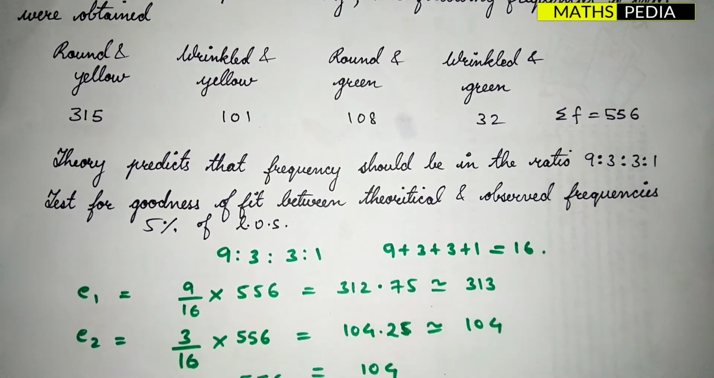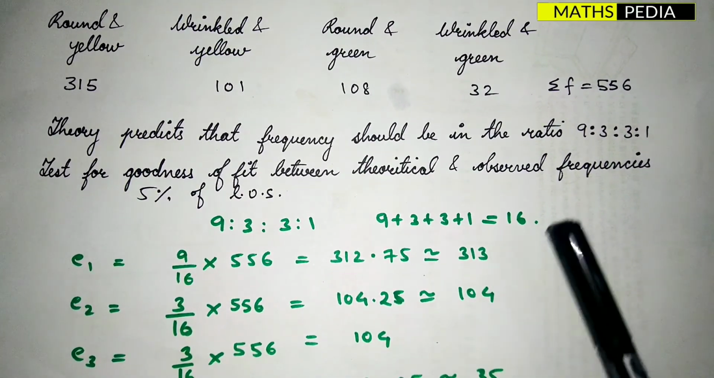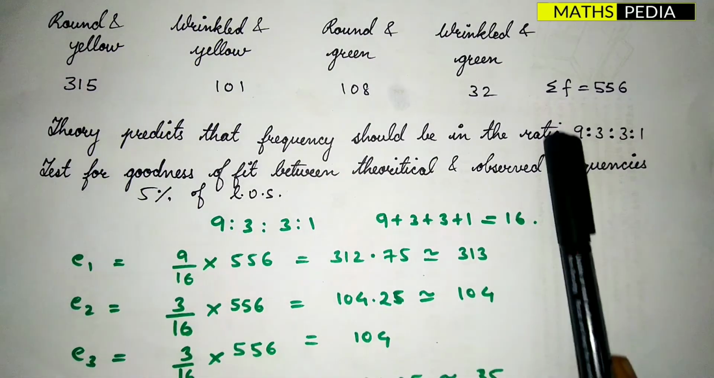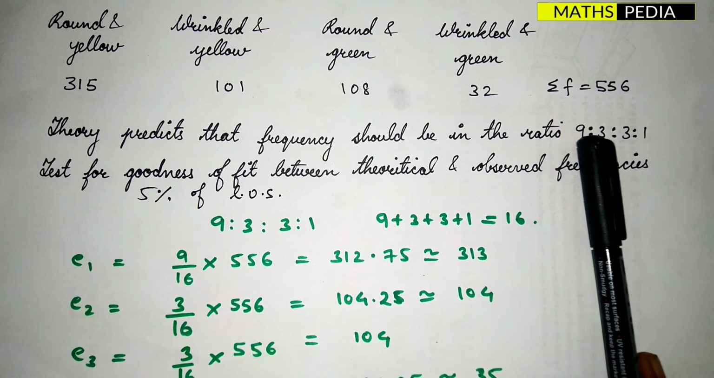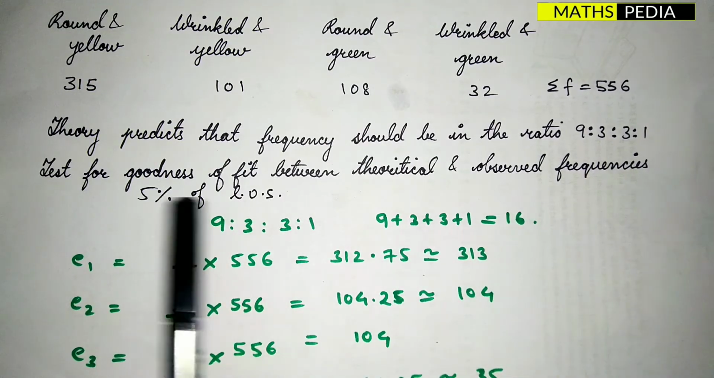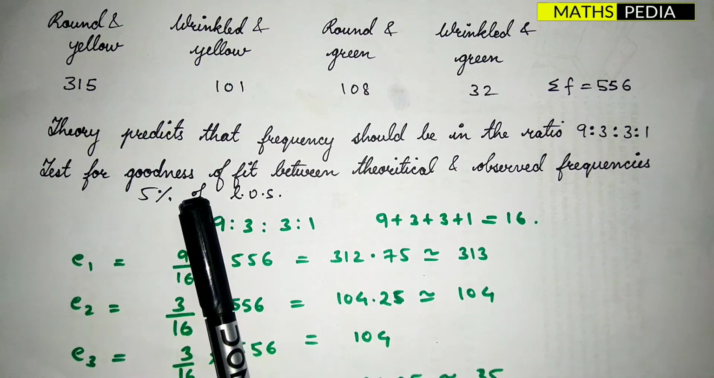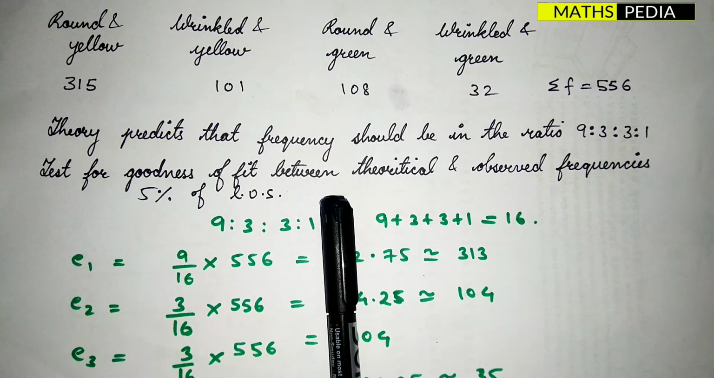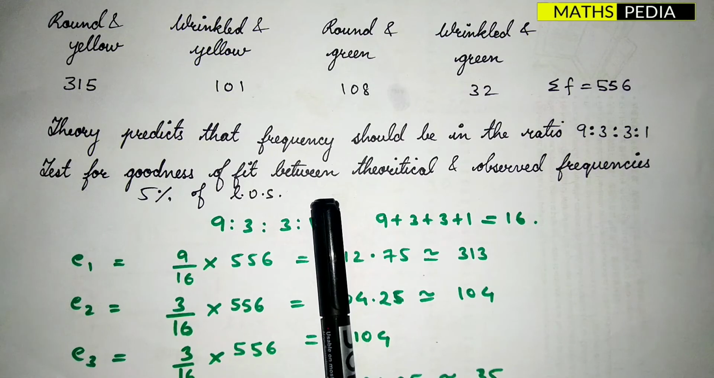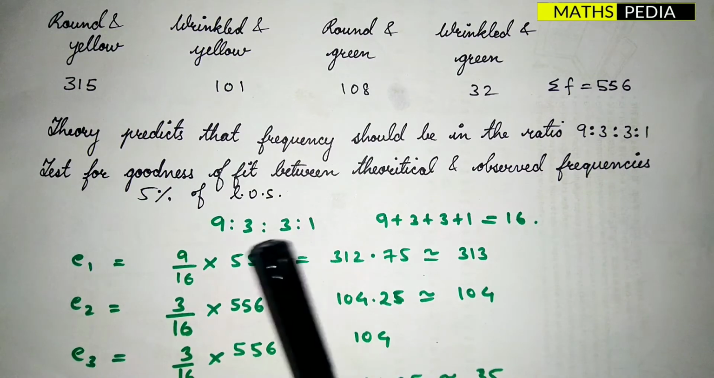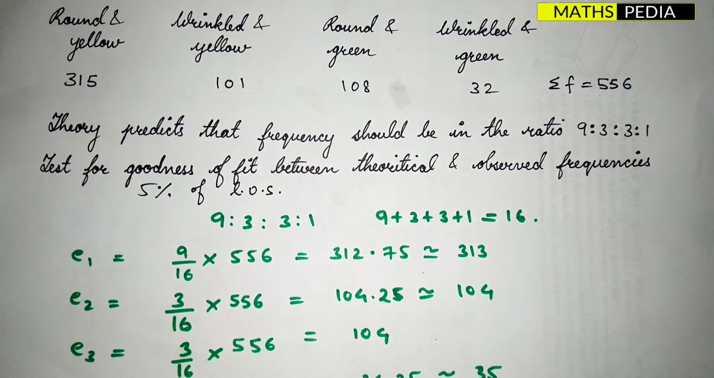Now theory predicts that the frequency should be in the ratio 9:3:3:1. Theory means theoretical values or the expected values. Test for goodness of fit between theoretical and observed frequency. What is goodness of fit? It is a non-parametric test that is used to find out how the observed values of a given experiment are significantly different from the expected value. Now 5% level of significance is also given.